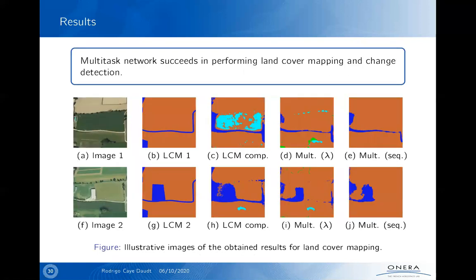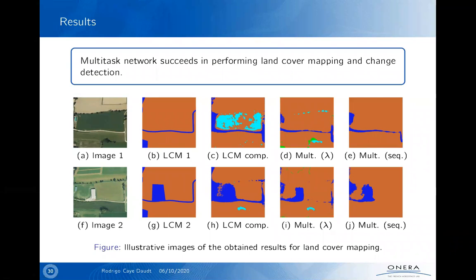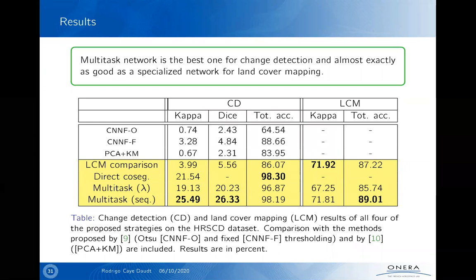This is the predicted land cover maps, and you can see that the last one is the best in this case. And so the multitask network was able to predict the land cover maps that were used to extract the semantics from the change. So here you can see it went from orange, or agricultural area, to blue, or urban area. So we can deduce that it was a building that appeared in this region, in the center of the image.